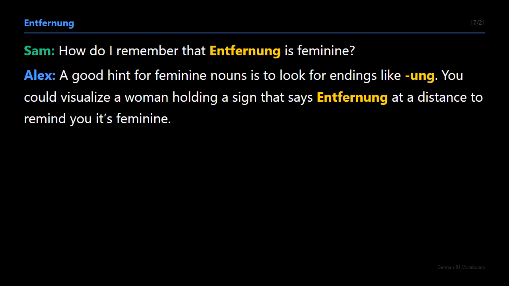How do I remember that Entfernung is feminine? A good hint for feminine nouns is to look for endings like -ung. You could visualize a woman holding a sign that says Entfernung, at a distance to remind you it's feminine.